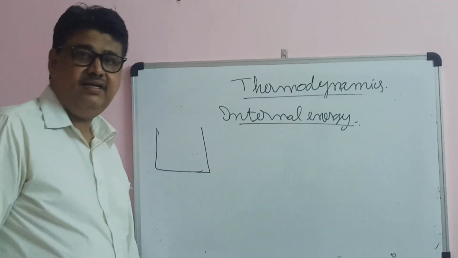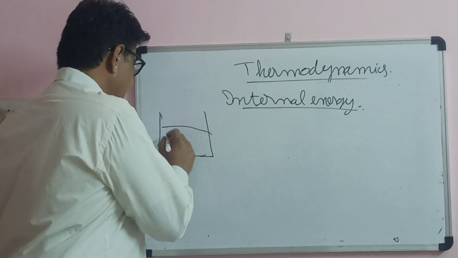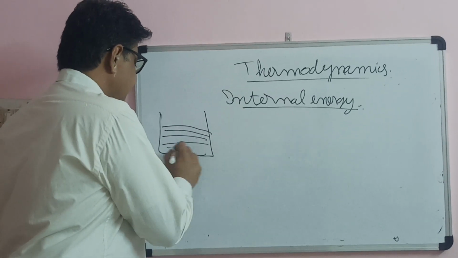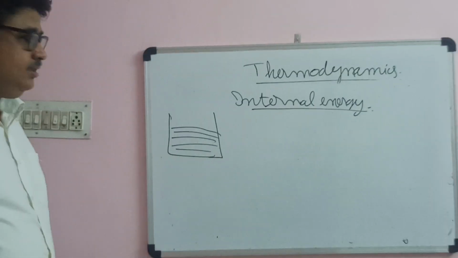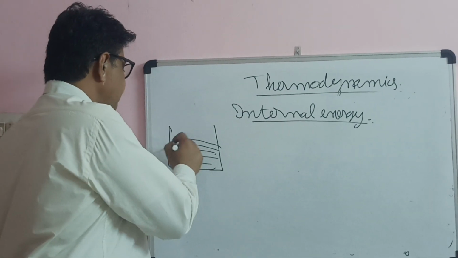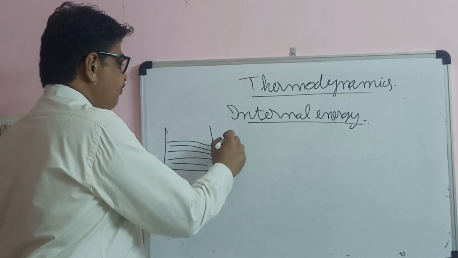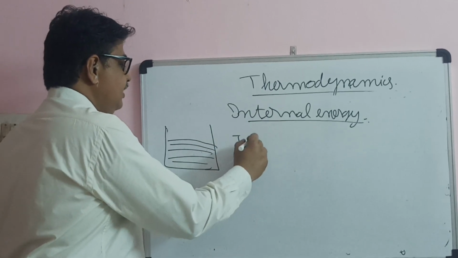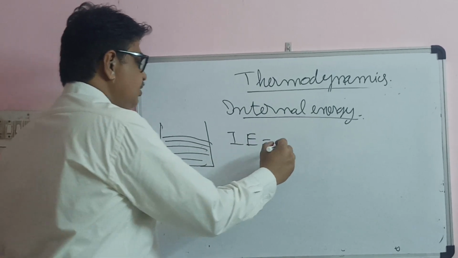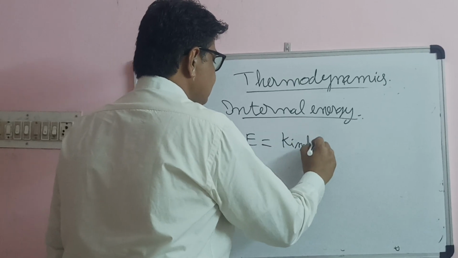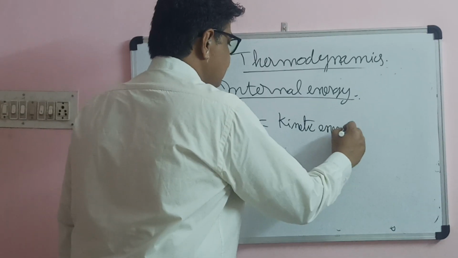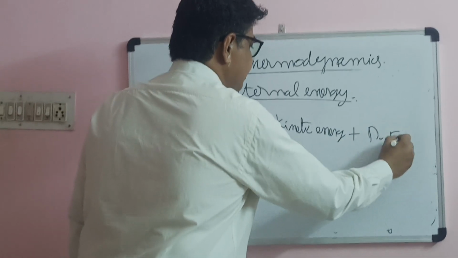Let us consider an example of water in a beaker. The beaker contains water. The water consists of water molecules, right? So here the molecules move relative to each other. Therefore, internal energy is equal to kinetic energy of molecules plus potential energy of molecules.